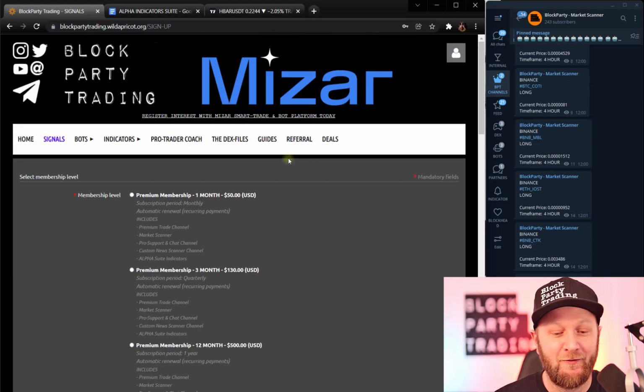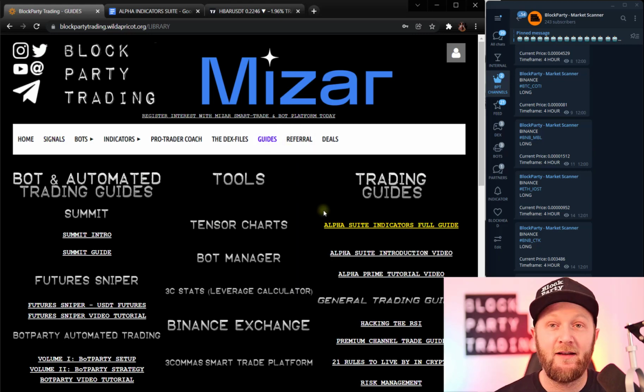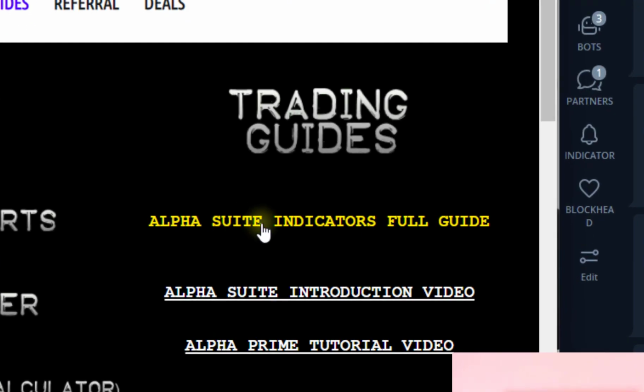Another important bit when you're in this website is to check out the guides, because this gives you a real in-depth look at a lot of our services, but also how to use some of the services once you gain access, such as the indicators. And the indicators are going to be an integral part of using the market scanner. We'll have a look at why in the in-depth analysis later on, but if you want to find it and do a little bit more of your DYOR, then head on over to Alpha Suite Indicators Full Guide.